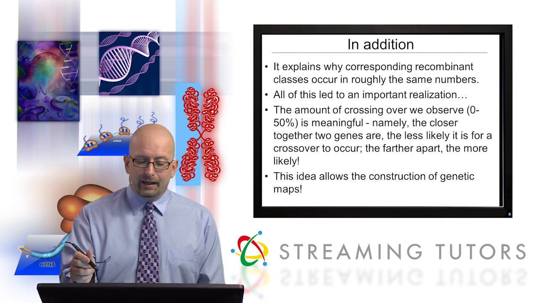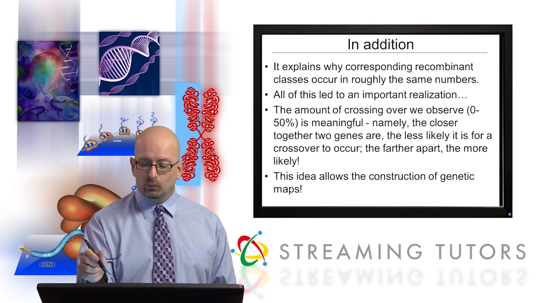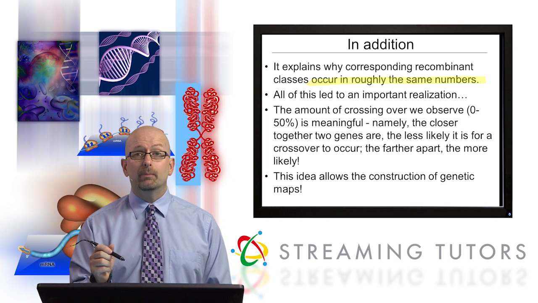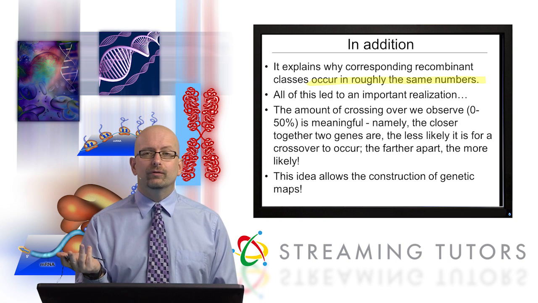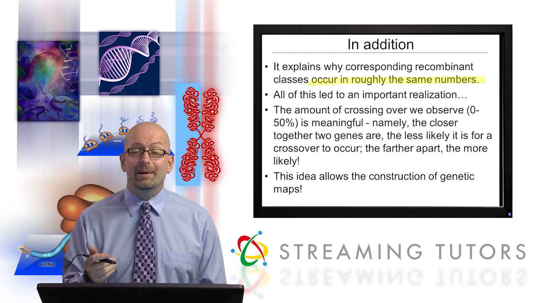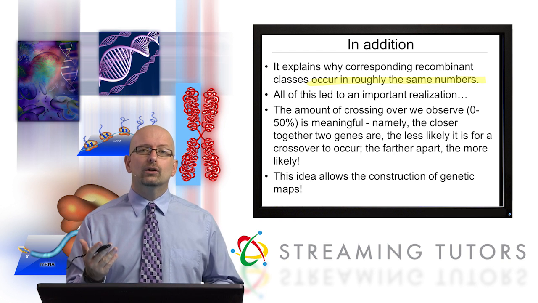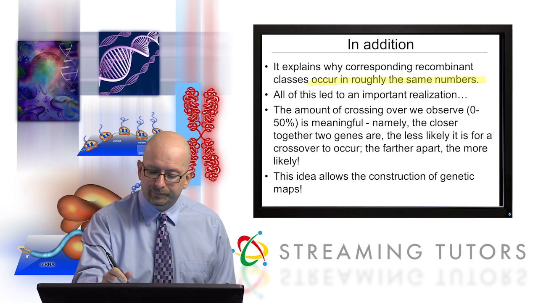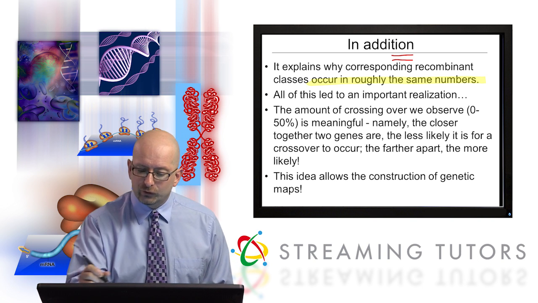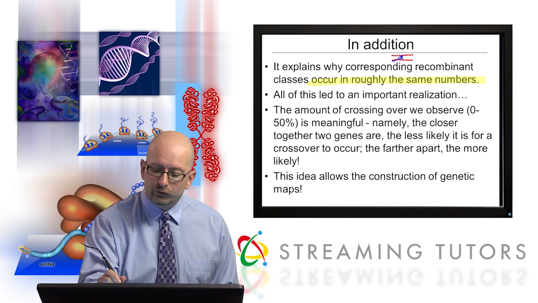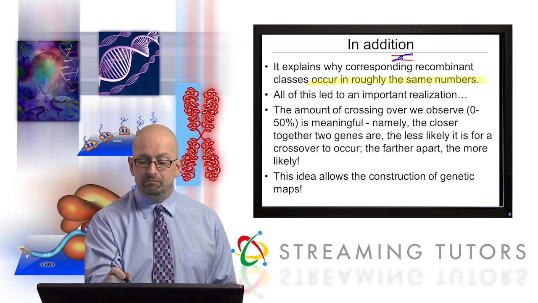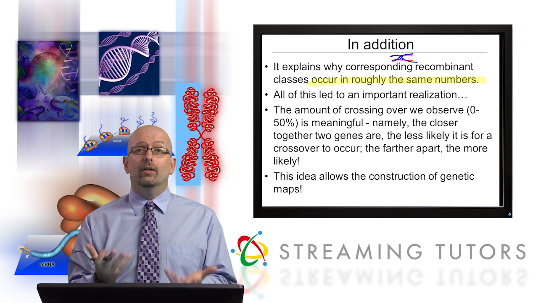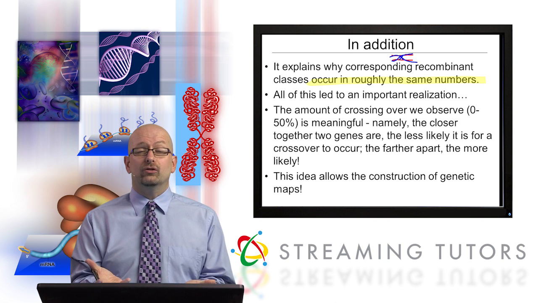Now, this also explains, you guys, why the recombinant classes occur in roughly the same numbers. Remember before we had like 153 and 156? I don't really remember, but it was something like that. They're close, and that's because, guys, look, I'll just draw it, it's easier. If a crossover happens right there, well, this chromosome has to be produced into one gamete. This one has to be produced into the other gamete. So they're always going to, in theory, exist in exactly equal numbers.